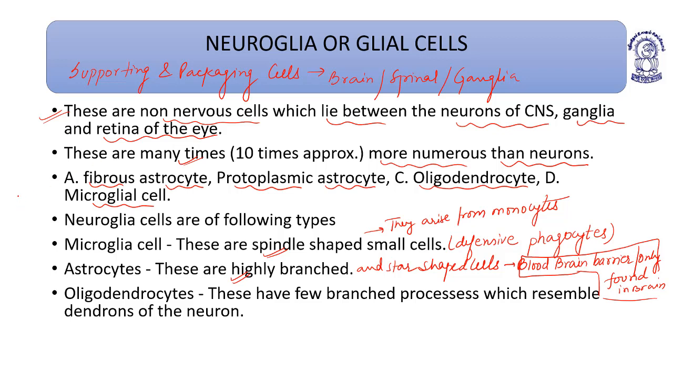Then come oligodendrocytes. Oligo means small or few. They have few branched processes which resemble dendrons of a neuron. They form myelin sheath around CNS axons, for example Schwann cells. The Schwann cells are a type of oligodendrocytes because they help to form the myelin sheath.